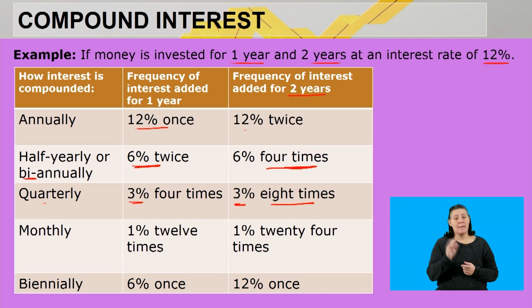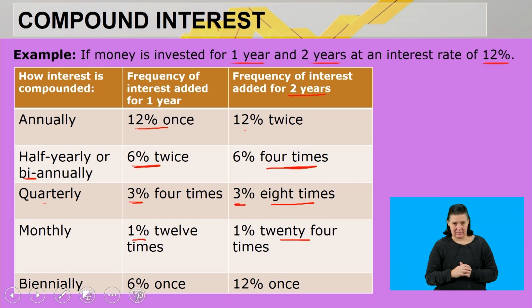Then if it's monthly, I will take 12% divided by 12 months. That gives me 1%, and that will be 12 times. And obviously, if it's over a period of 2 years, it will be 24 times. And then biennially, it will be 6% once over a period of 1 year, and if it's for 2 years, it will be 12% once.